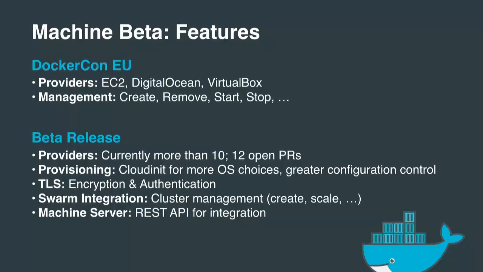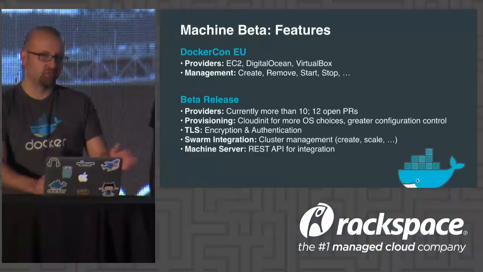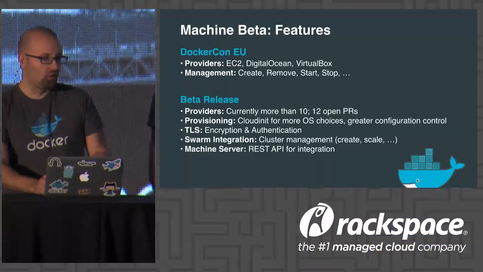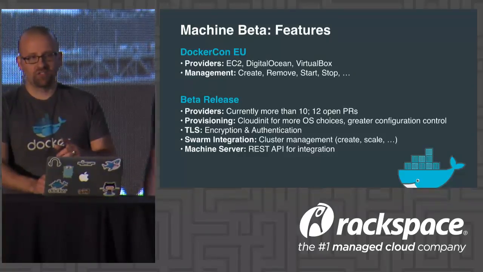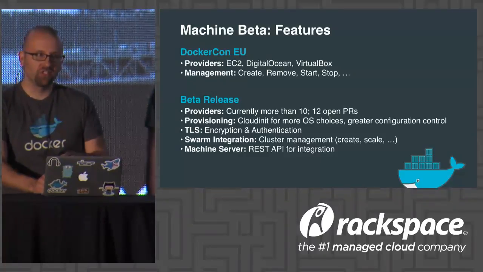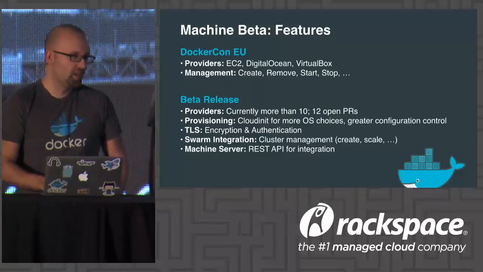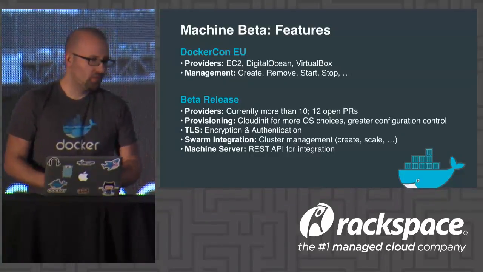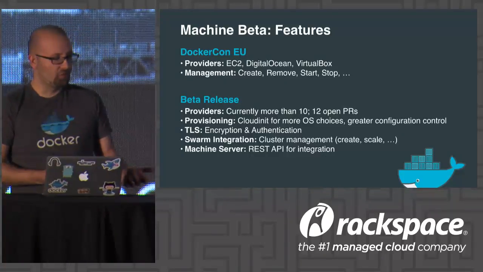Provisioning, we want to do cloud-init for more operating system choices. That's where we're kind of going into the future. Right now with the beta, TLS is enabled by default and is actually the only way you can set up hosts right now. And we'll see some of this in the demo. We have basic Swarm integration as well to create a cluster. And coming soon is the machine server with the REST API. So if we can switch to the demo.